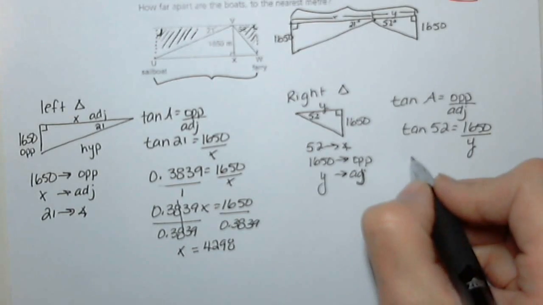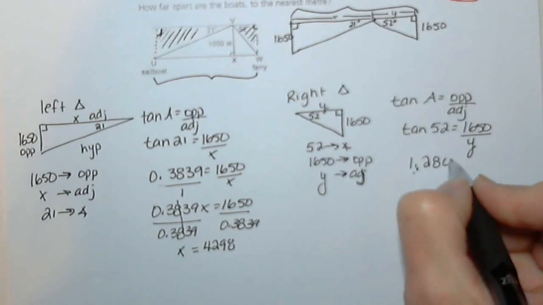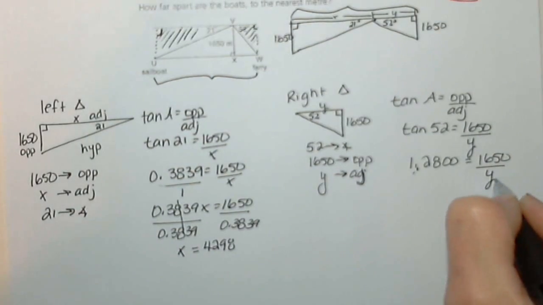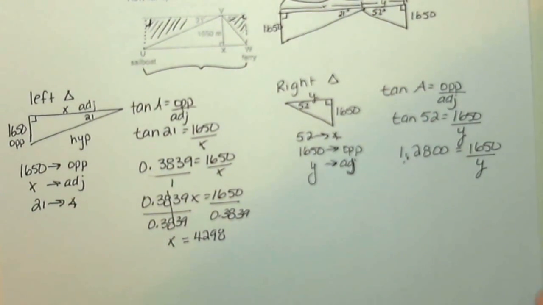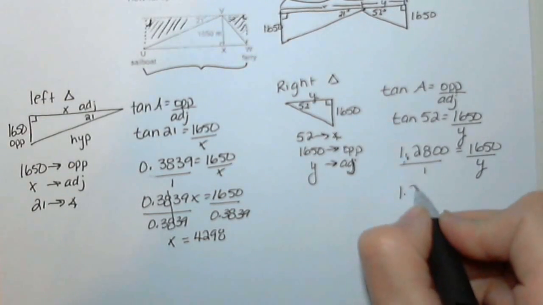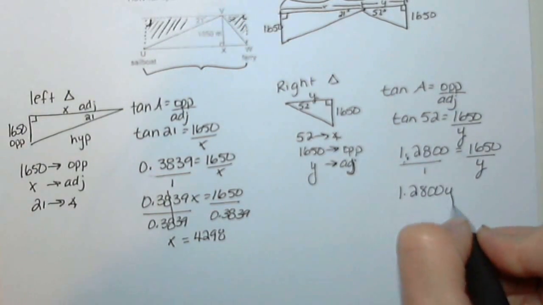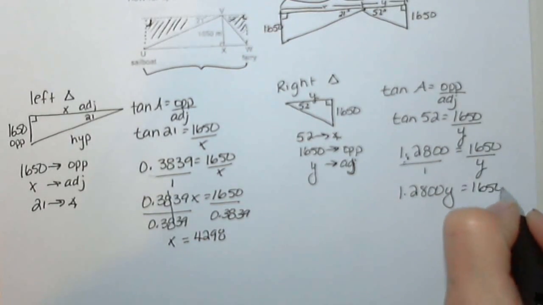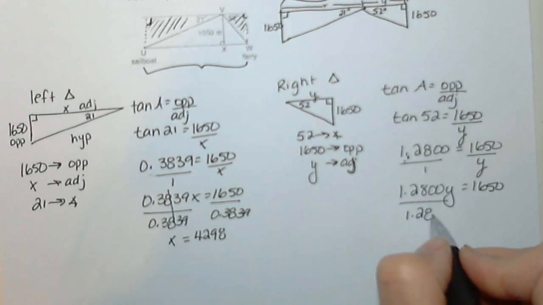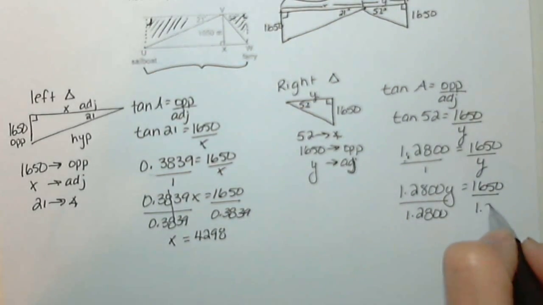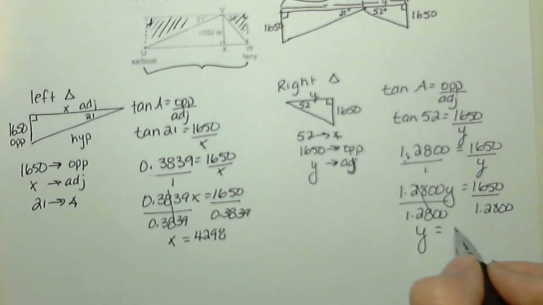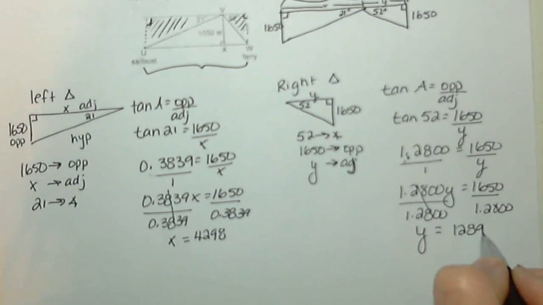The tan of 52 is 1.2800 if you round properly, and you get 1650 over y. Let's put this over 1 and cross multiply. 1.2800y is equal to 1650. To get y by itself, let's divide both sides by our decimal. Y is equal to 1289.